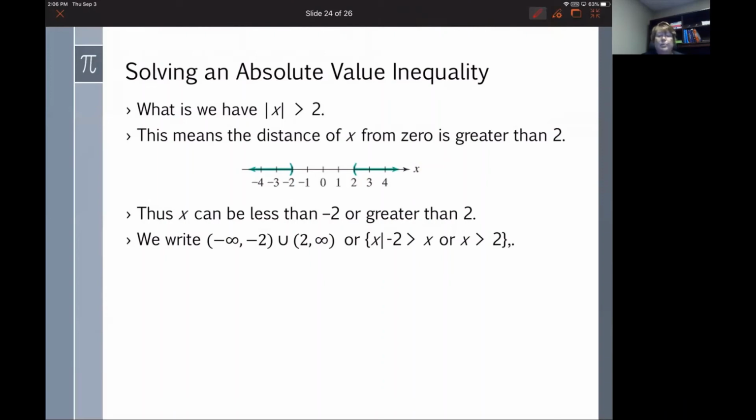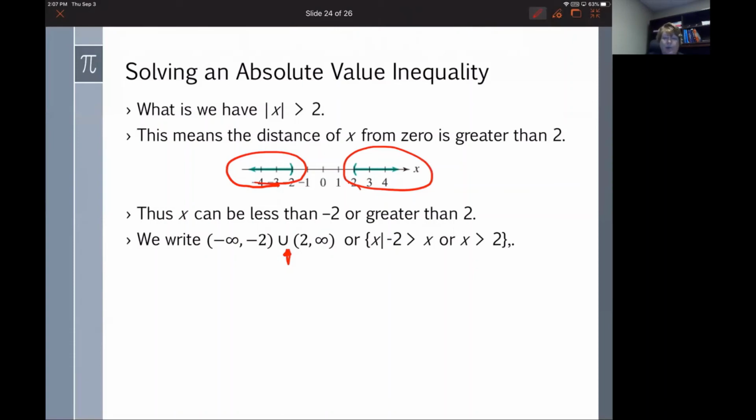So anywhere to the left of -2 and to the right of +2, the distance you are from 0 on the number line is greater than 2. So the way we write this is, it's the set from -infinity to -2, that's this part of the graph, union with, so we put a union symbol in there. The other part of the graph is from 2 to infinity. So we union -infinity to -2 with 2 to infinity.